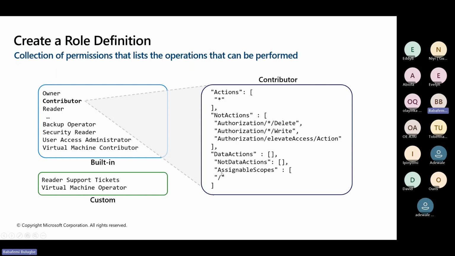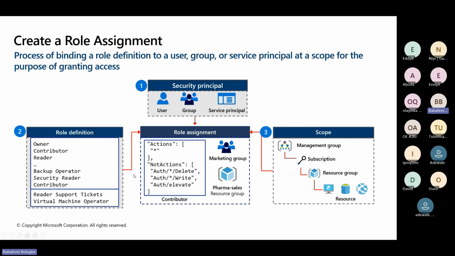Then here we have assignable scope, meaning where do you want to assign this role to? Is it on the subscription? Is it on the resource group? Or just on the resource? So you need to specify it here. And if it's not specified, it's just open-ended, meaning we can assign it to maybe any scope, maybe on the resource, maybe on the resource group, the management group, or anything. We'll create a custom role and you can see how to do that. So, create a role assignment.